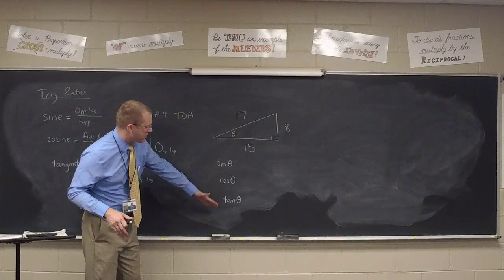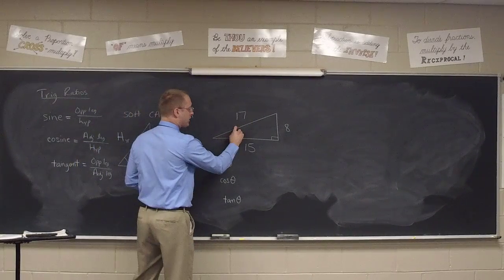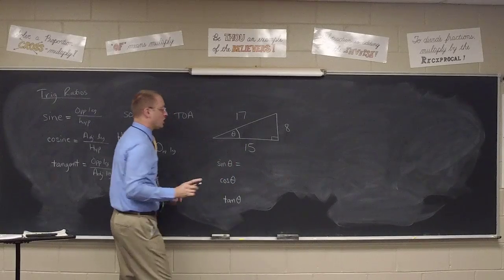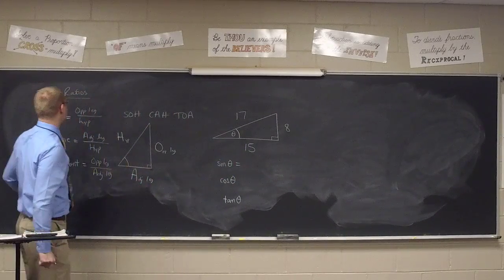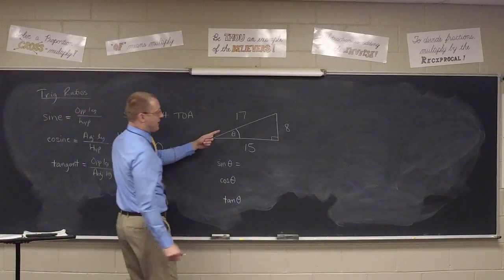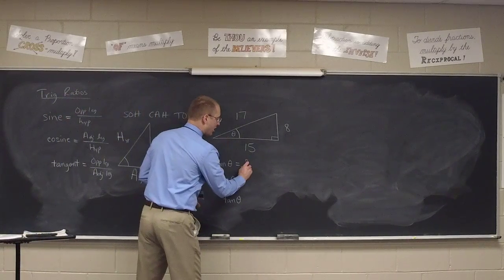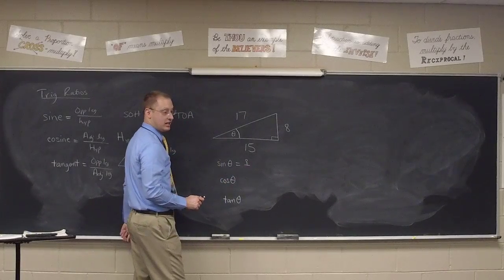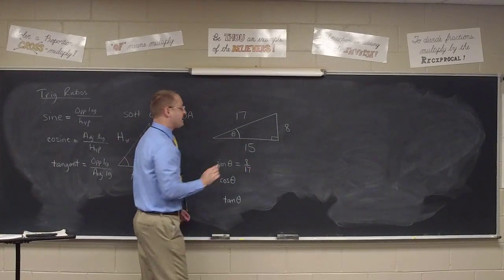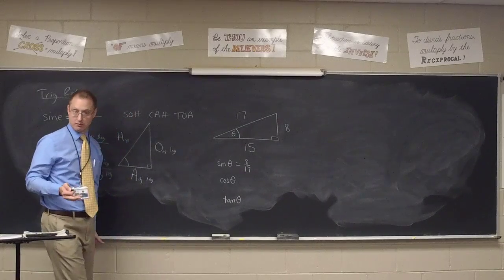But this allows us then to find the sine, cosine, and tangent of this specific angle, theta. We're simply going to remember SOHCAHTOA. Sine is opposite over hypotenuse. Well, with respect to theta, what is the opposite leg, class? 8. Over the hypotenuse, which has a length of 17. So for this specific angle theta, the sine of the angle is 8 over 17.